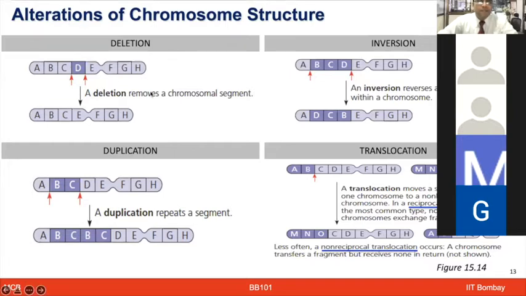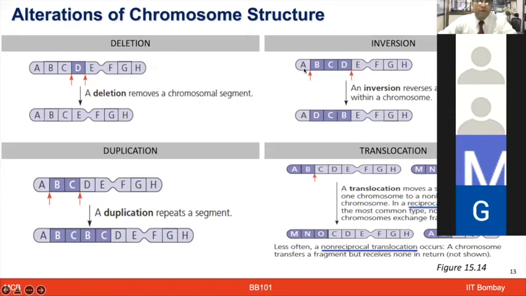Especially in these cases, if this is the normal chromosome, one segment of the chromosome is deleted during the various processes of meiosis, and in the subsequent fertilization process and embryo development. Sometimes these abnormalities do happen. In this case, this is known as deletion. Just as the simple word says, deletion means something is being removed from the chromosome. So what you see here is A, B, C, E, F, G, H.